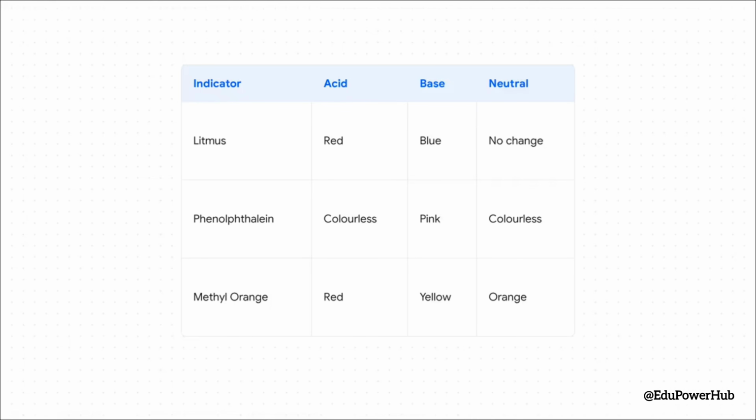But phenolphthalein? Man, this one is like a magic trick. In an acidic or neutral solution, it is completely colorless, just hiding in plain sight. But the second it hits a basic solution, boom, it turns this brilliant, vibrant pink. And methyl orange gives us a warning red in acid and a sunny yellow in a base. These color changes are exactly how chemistry visually speaks to us.